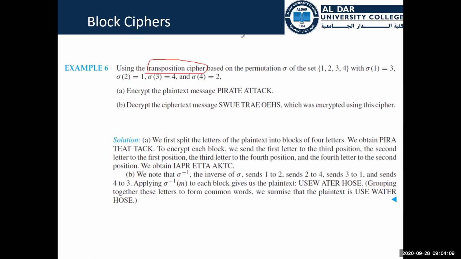The transposition cipher uses just the same letters of the original text. It is not going to use different letters, but it will change the order of the letters, and that's the concept.